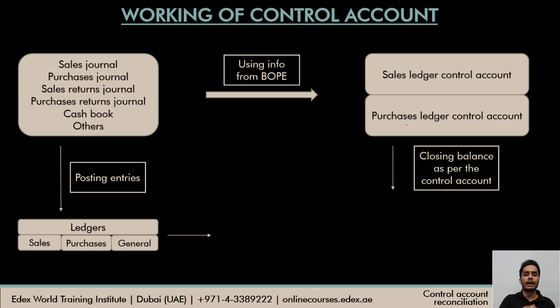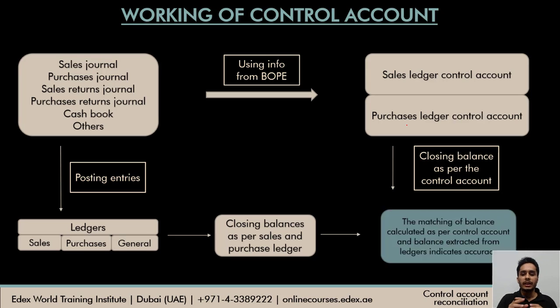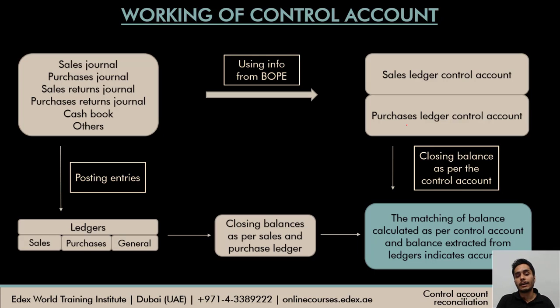And on the other hand, we also have the closing balances as per the accounts of the sales ledger and purchase ledger. For example, in the sales ledger, you'll have all the debtors. You'll have to take a total of the closing balances of all the debtors accounts. Same way, closing balances of all the creditors accounts, and then the closing balance of the sales ledger control account is compared to the closing balance of the debtors accounts, and same way purchase ledger control account closing balance is compared with the closing balance of creditors account. If these balances are the same, it indicates that the accounts are free from errors. Specifically, the sales ledger and the purchase ledger are free from errors.